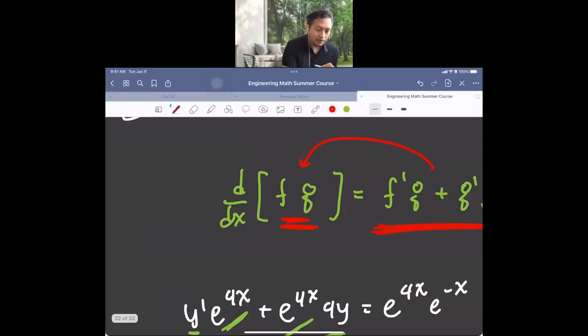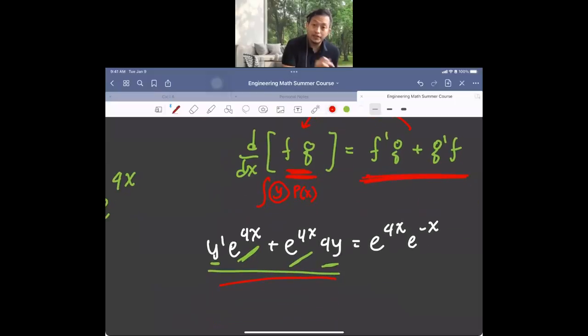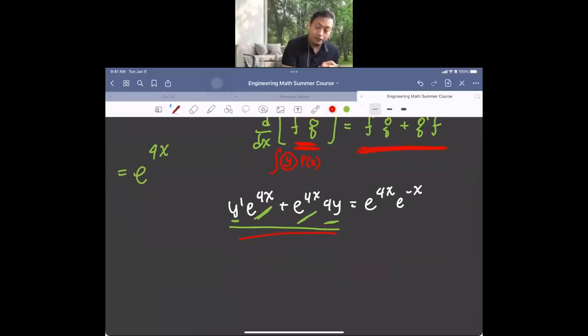Why do we need that? Because if f is just y and g is another function of x, then we can integrate this and we can find the y, right? That's the idea of the integrating factor. So when we think backwards, we know that this is y, this is e to the power of 4x, and this is d/dx. When we look at it, it's true that this has happened.